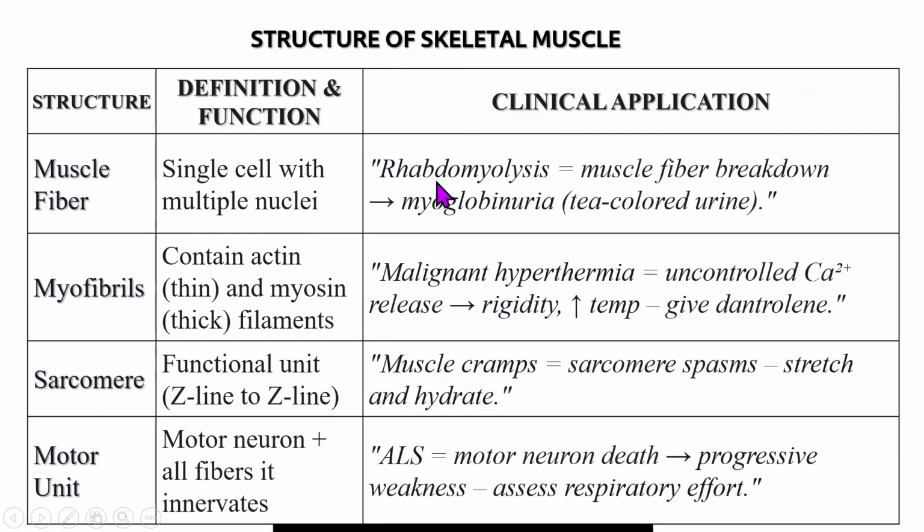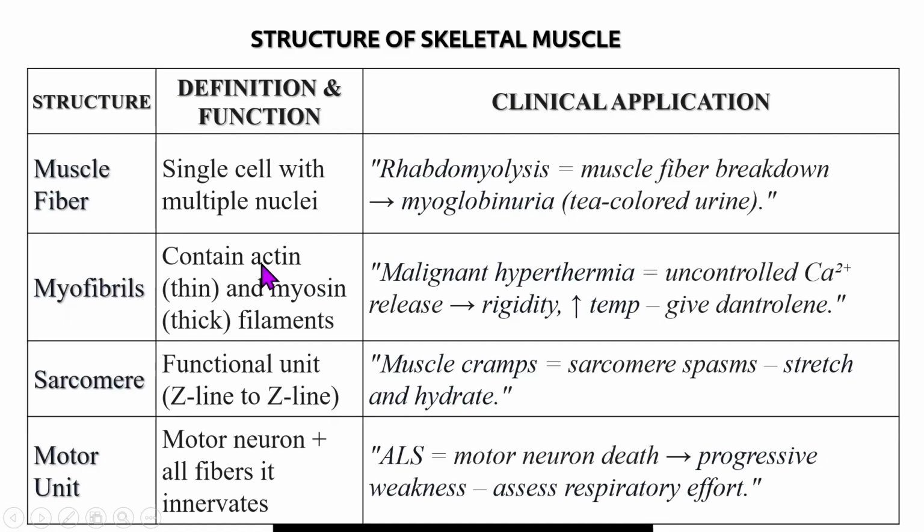Nursing relevant to muscle fiber is in rhabdomyolysis. Rhabdomyolysis is a breakdown of the muscle, which is evidenced by myoglobinuria, which is muscle tissue in the urine. The urine will appear as tea-colored urine. So when you see a tea-colored urine, what does that indicate? It indicates myoglobinuria.